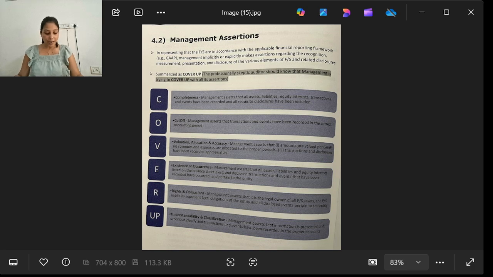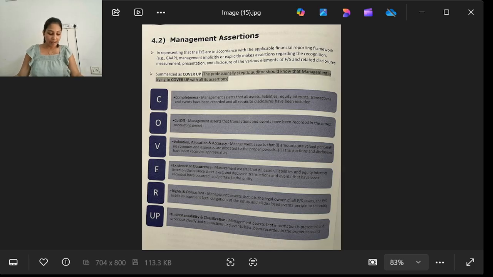Existence and occurrence. Management asserts that all the assets, liabilities, and equity interests listed on the balance sheet exist, and disclosed transactions and events that have been recorded have occurred and pertain to the entity. That transaction should actually exist. It should not be something just to get the correct numbers and just to show the financial statements in a good picture. There should not be anything by which the users of the financial statements are misled. So the transactions mentioned in the financial statements should exist and have occurred at the correct time and place.